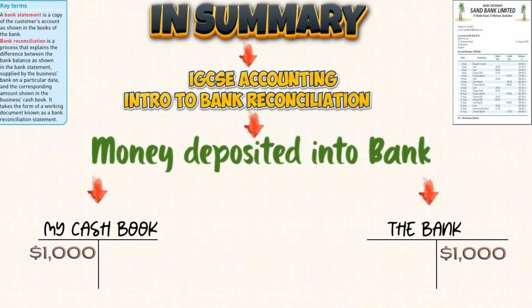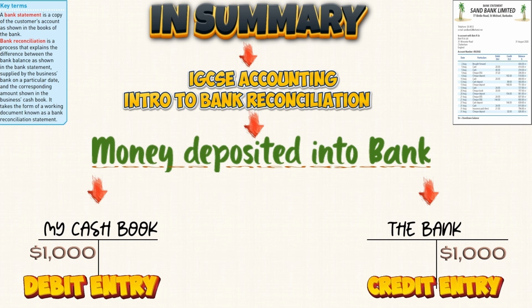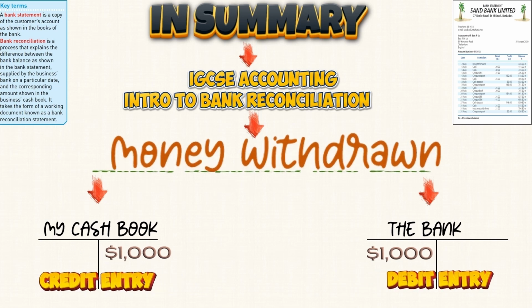In summary, this has been an introduction to the bank reconciliation section. We have seen that when a customer deposits money, it is a debit in the cash book and a credit in the bank statement. If the customer, however, withdraws money, it is a debit in the bank statement and a credit in the cash book.